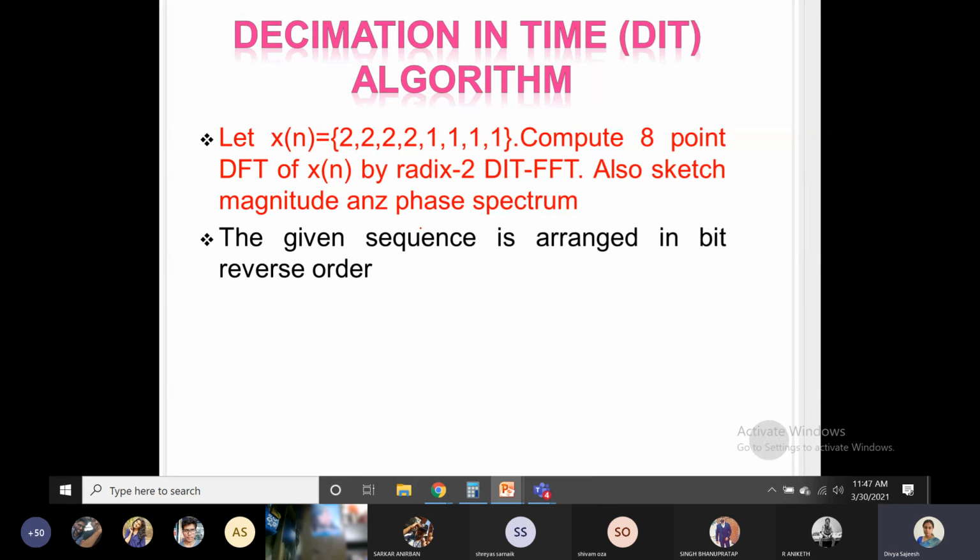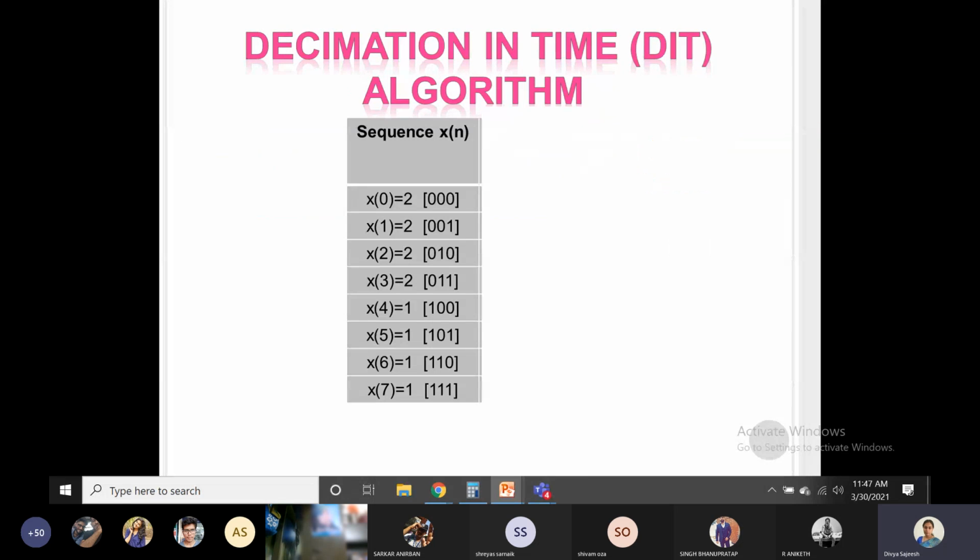Now this order we will arrange in the reverse order. For obtaining the reverse order, first you should know what is the actual order of the element. So as already I told you, I arranged all the elements in x of 0, x of 1 up to x of 7. I mentioned those elements.